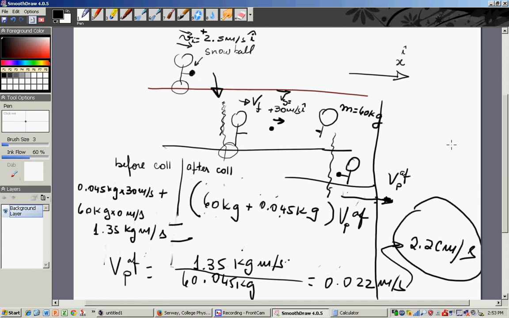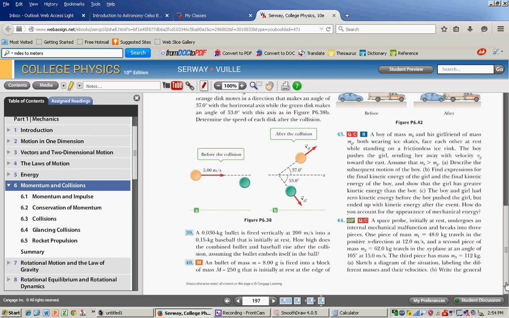The last problem I would like to have you guys working is one that involves not only conservation of momentum, but has two segments. You have two parts of the problem. In the first part, you have a collision taking place, and in the second part, you can use conservation of energy to solve. Okay, so let's take a look at problem number 39.